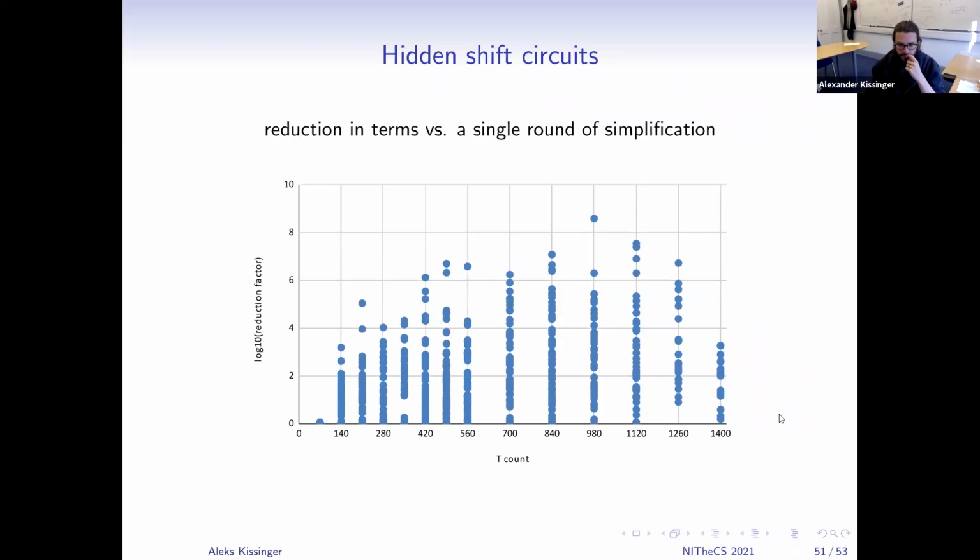So what this shows, I think, is that this can already buy you a little bit for random circuits, but even if there's some structure that our rewriting can start to exploit, then this really buys you a lot.